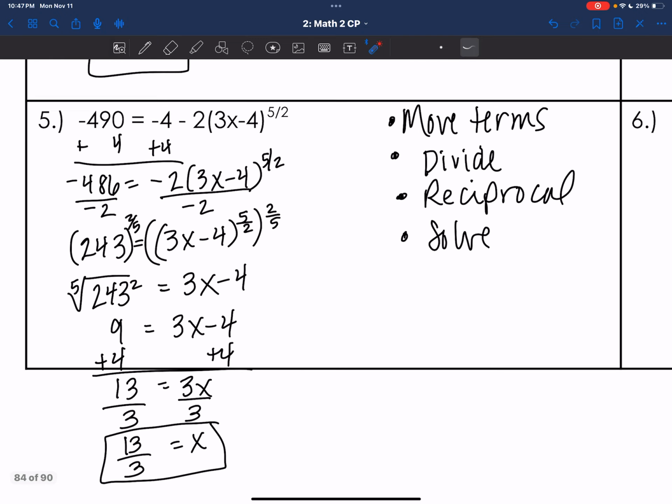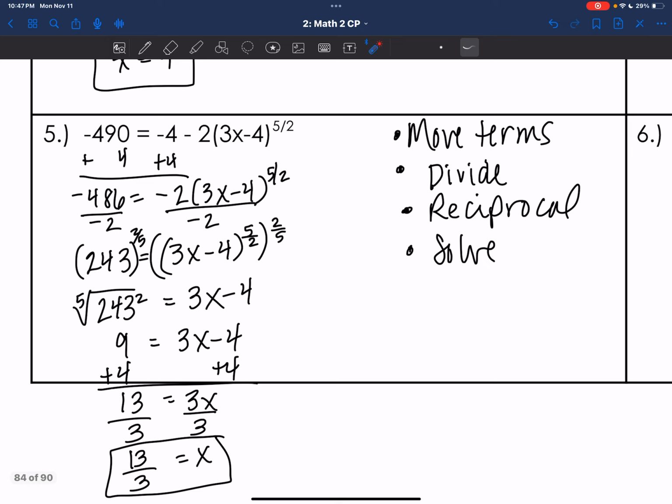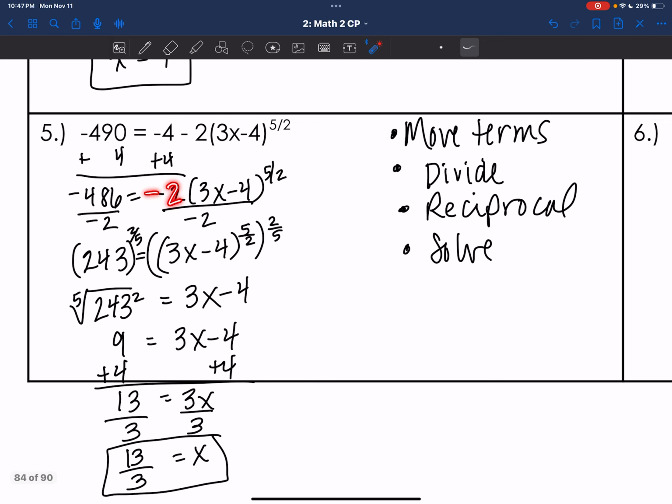All right, now this one is a little bit longer, but it's still the same process. First, I'm going to move terms by adding 4 to both sides. That cancels out. I'm left with -2, and then your exponent is 5/2, and this is going to be -486. So now I need to divide both sides by -2. That simplifies, and now I'm left with 243 and 3x minus 4 to the 5/2 power.